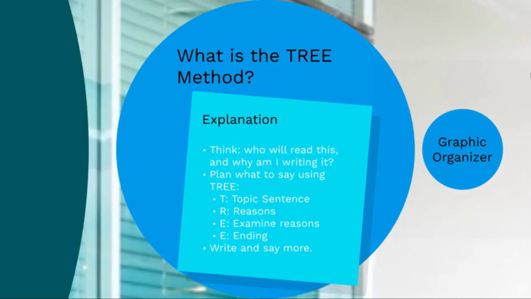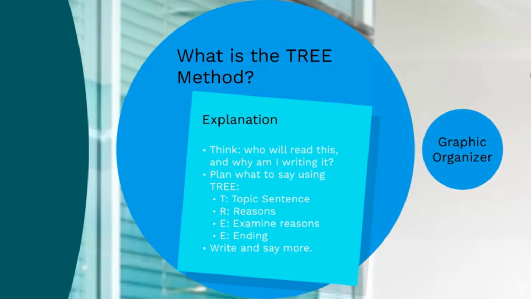This is an explanation of the method used by Graham and Harris. Think, who will read this? Why am I writing it? Who is my audience here? Plan, what do I want to say or talk about? This is where we go into the tree method for limiting and filling out a topic. Plan what to say using the tree method. This is where we're going to decide what we want to talk about.